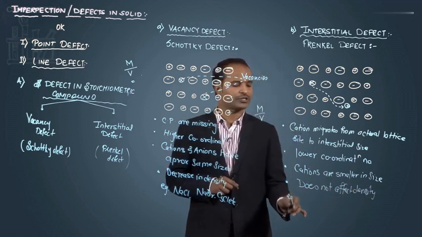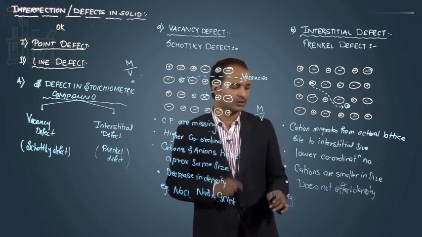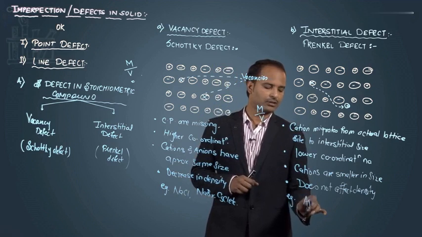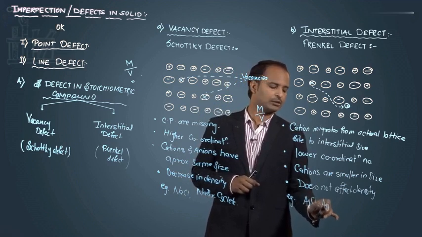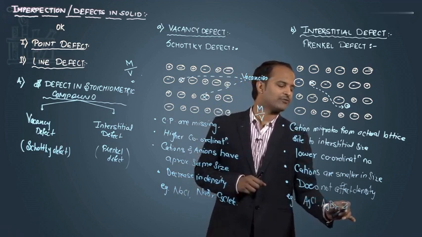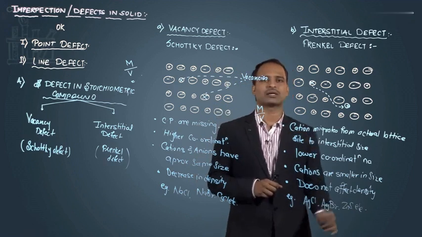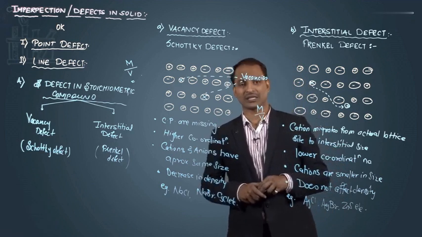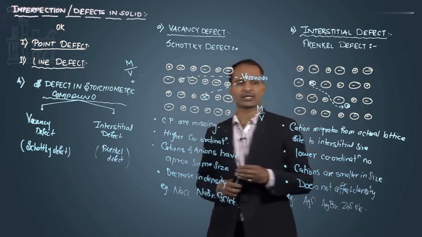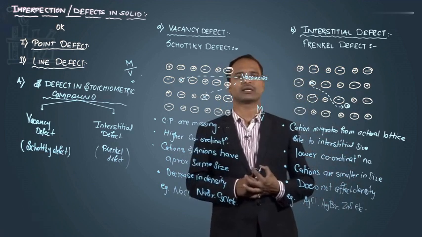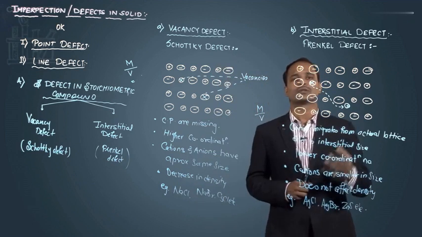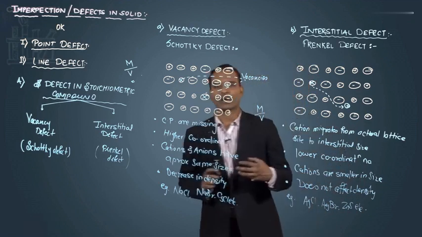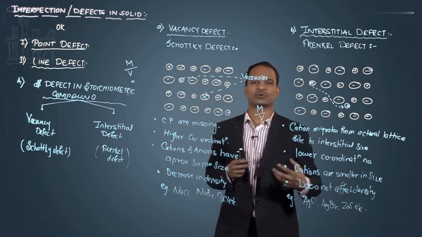An example which is observed in solids: AgCl, AgBr, AgI, zinc sulfide, etc. Because these are all solids in which the cation is much smaller than the anion. Like in the case of AgCl, the cation Ag is very small compared to the anion. Similarly in ZnS, the zinc ion is smaller than the sulfide ion. So this defect is observed. Now let's see what difference is observed due to this defect.